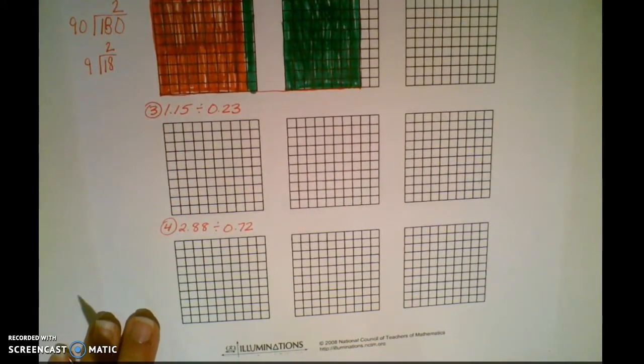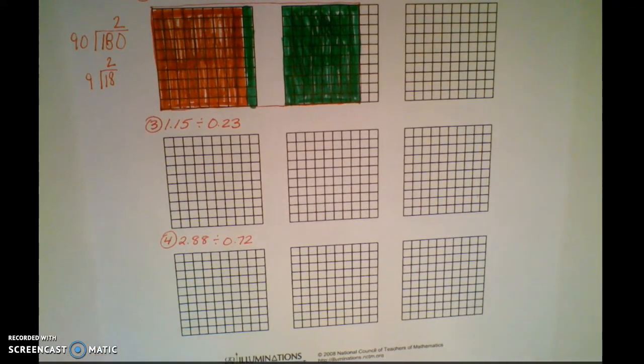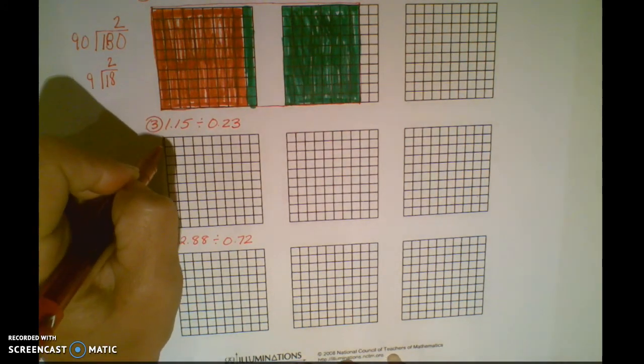So I hope you're still formulating some observations and generalizations and patterns. See if maybe you can come up with the rule before we get to the practice. Okay, so let's look at number 3. 1 and 15 hundredths. So here we go. Let's outline.